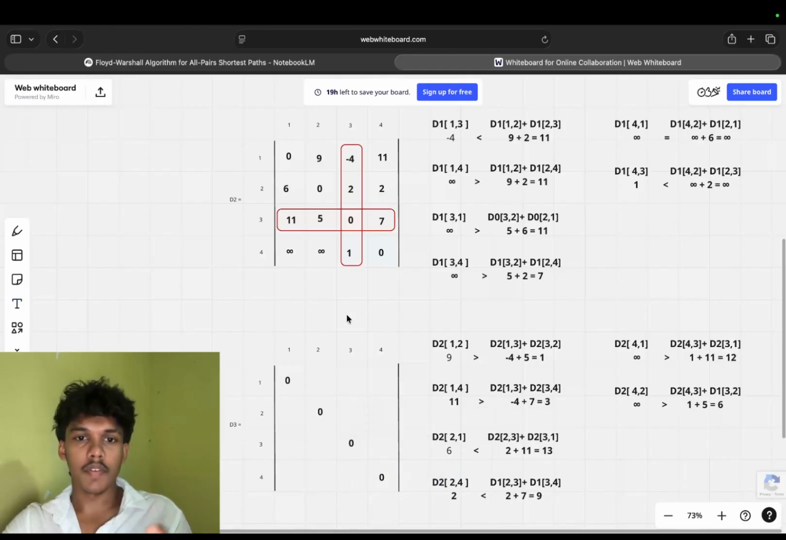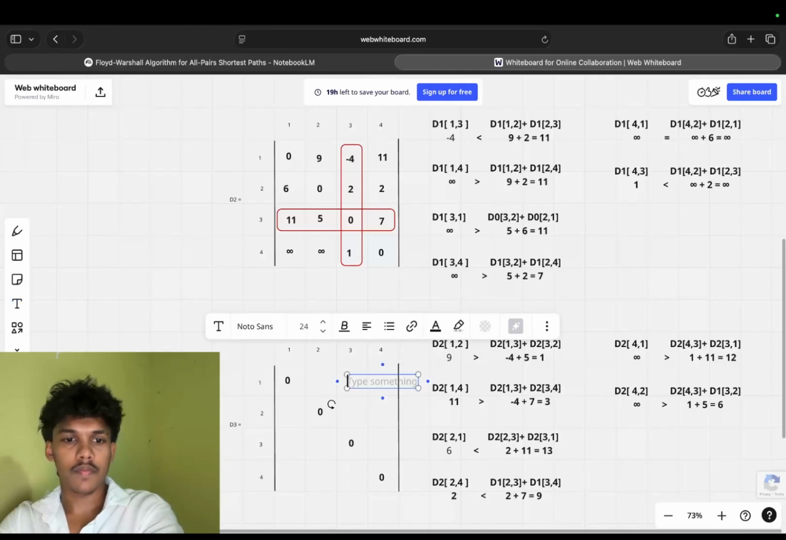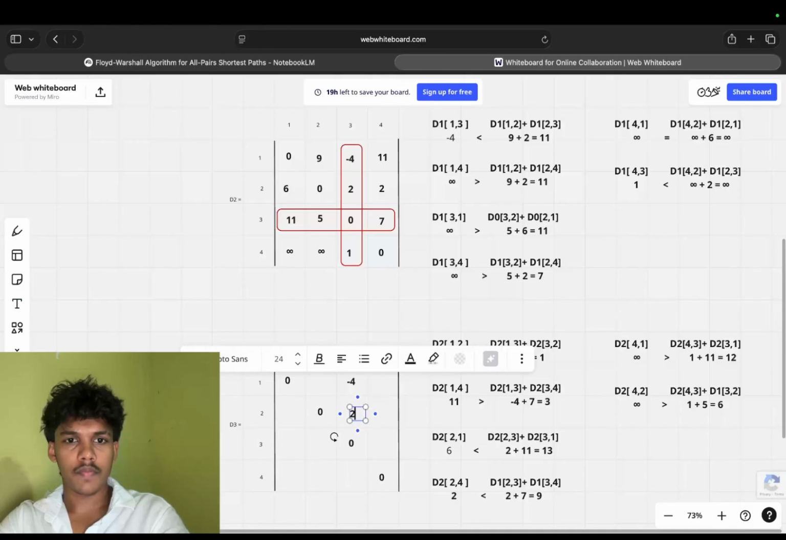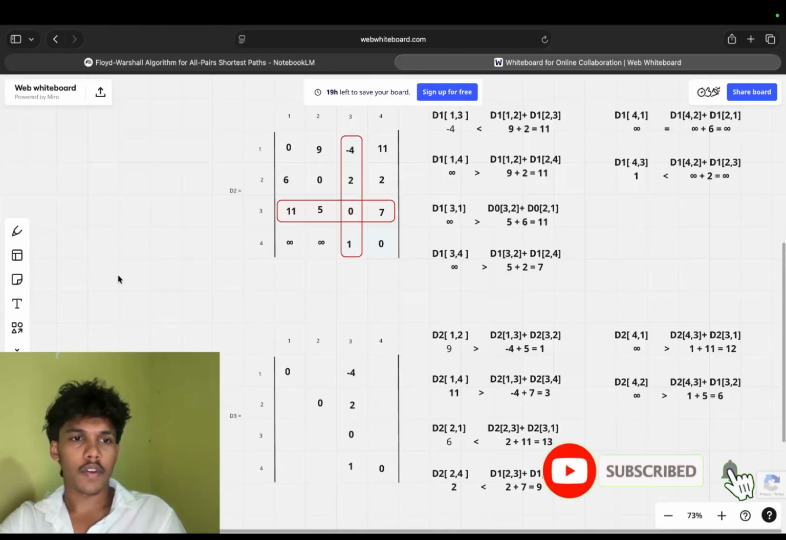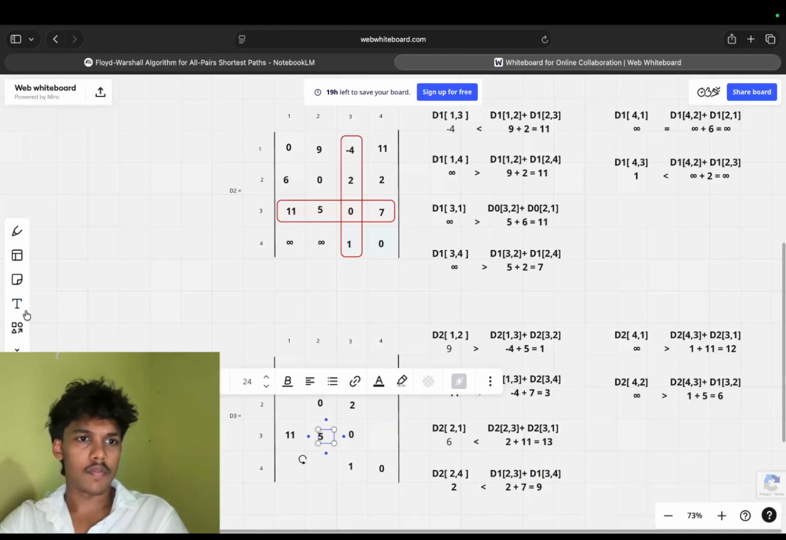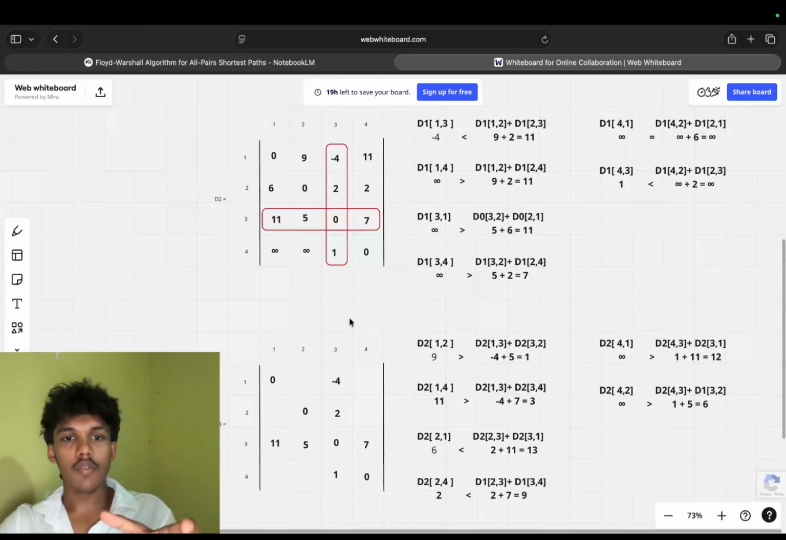Okay. Then we will fill out the working column and working row. We have -4, 2, then 1. Then we have 11, 5, 7. Now let's continue to fill the D3 matrix.